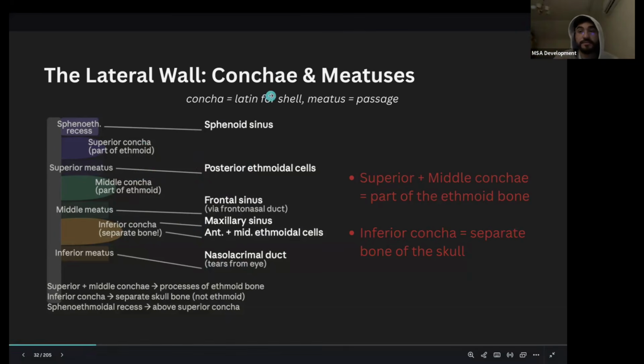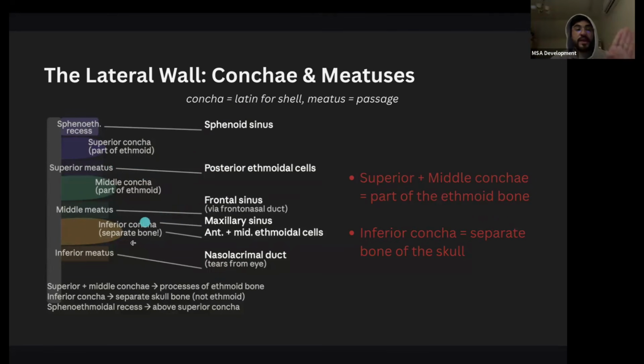Okay. So again, sphenoid sinus in the sphenoethmoidal recess, posterior ethmoid in the superior meatus. Everything else generally in the middle meatus, and in the inferior meatus, you're going to have the nasolacrimal duct. This is why when you cry, you'll have your tears running down your nose. It's because it's coming from your eyes through the inferior meatus. Okay.